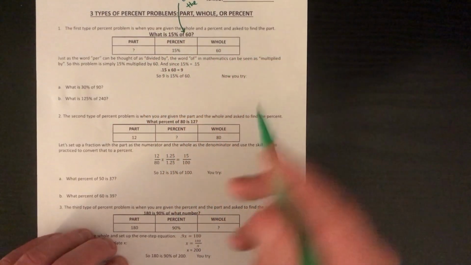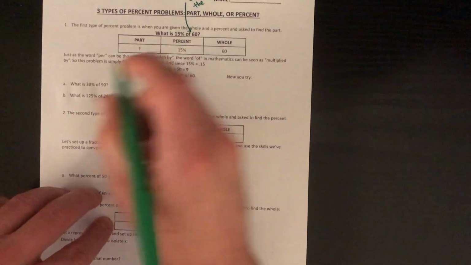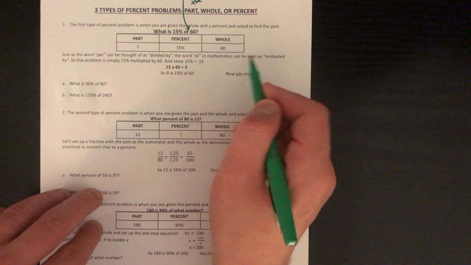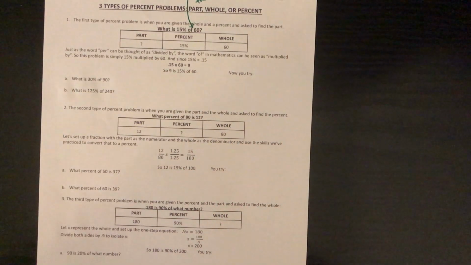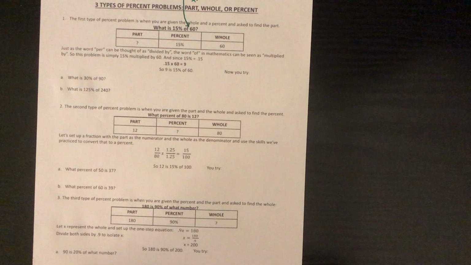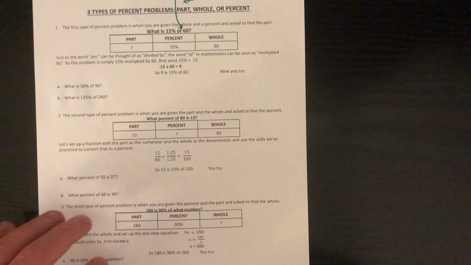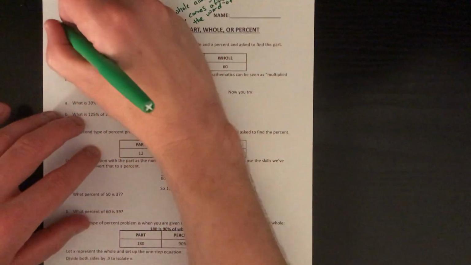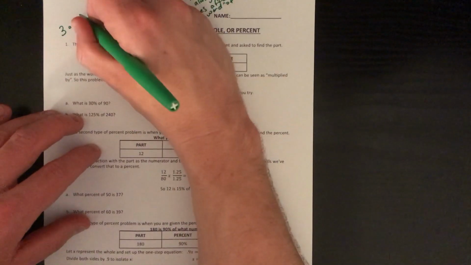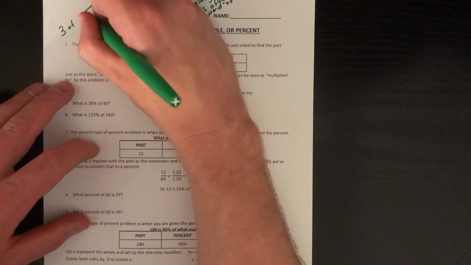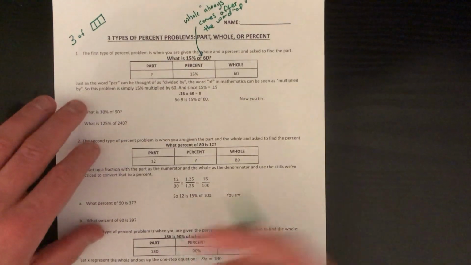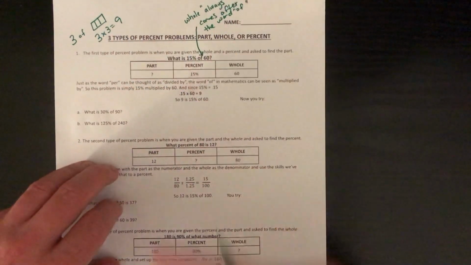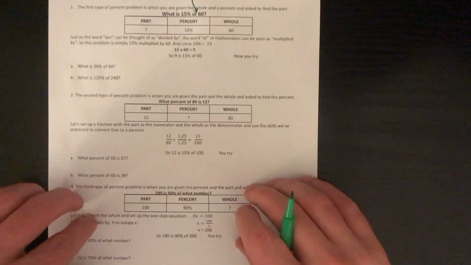What part is 15% of 60? Well, just as the word "per" can be thought of as divided by, the word "of" in mathematics can be seen as multiplied by. Just like at the beginning of the school year, I said every time you see "per," let's think of that as division. Every time we see the word "of," let's think of that as multiplication. Like if you have a 3-pack of something and you want to know how many you have total, you're going to do 3 times 3 to find out that you have 9 of them. So the word "of" almost always implies, hey, let's multiply.